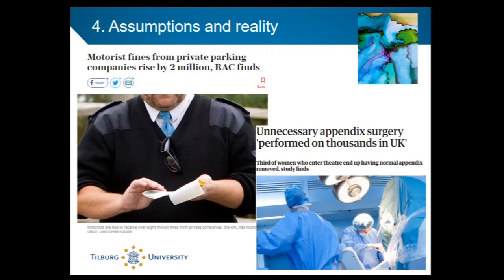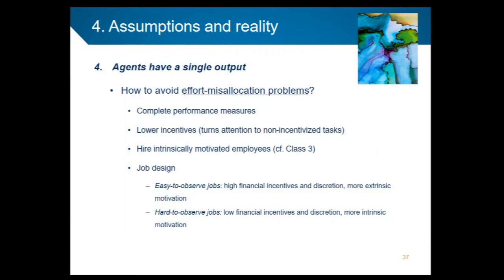Now, how could we solve such effort reallocation problems? We could try to make performance management more complete. How could we do this? For example, additional criteria, including additional incentives. Or exactly the opposite, we could lower the incentives for some tasks so that employees have more attention for other tasks that are not or less incentivized.